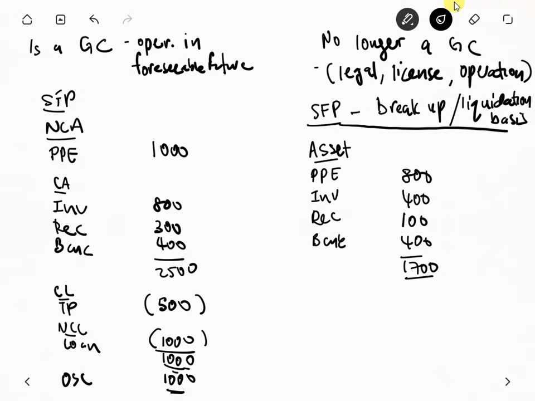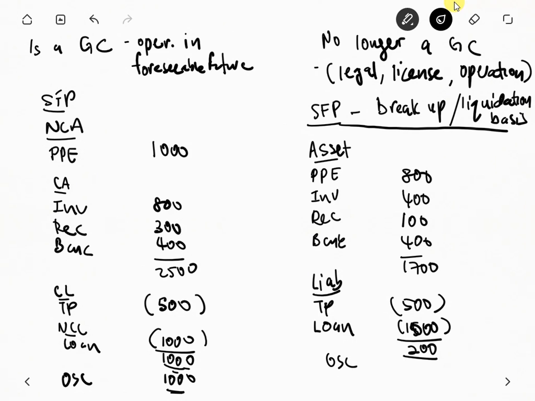Okay, still got liability. Current liability, no more current and non-current, just liabilities. Trade payable: unless they give me a discount, otherwise I still have a liability of 5. Same thing for bank: unless I can negotiate a discount or longer repayment, otherwise I still have to pay 1,000. So my net asset is now reduced to 200.